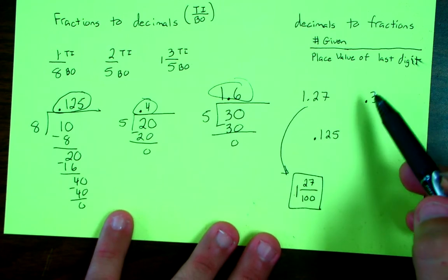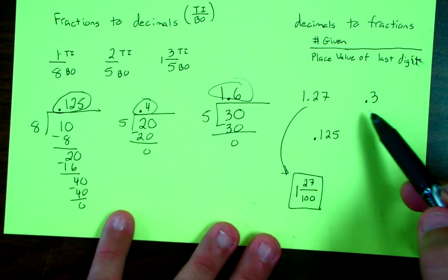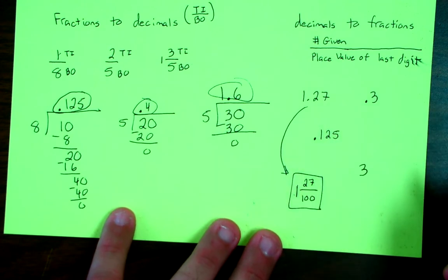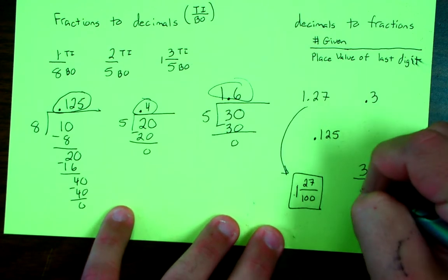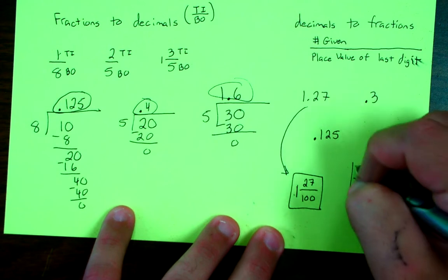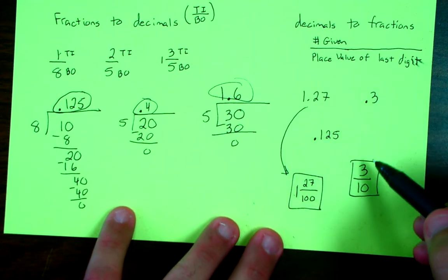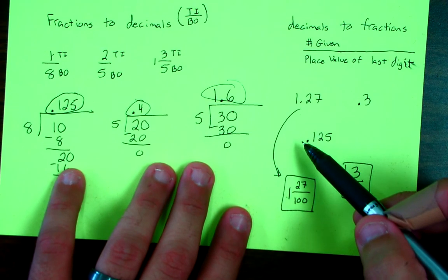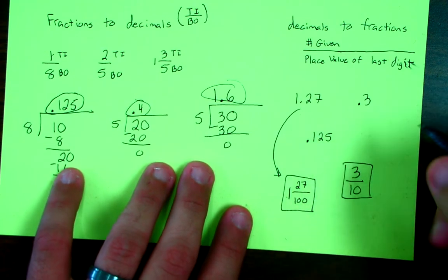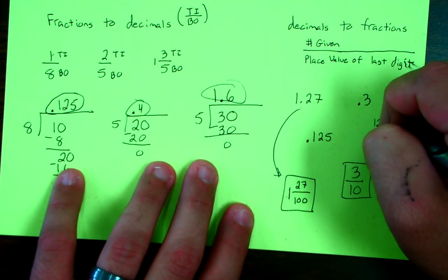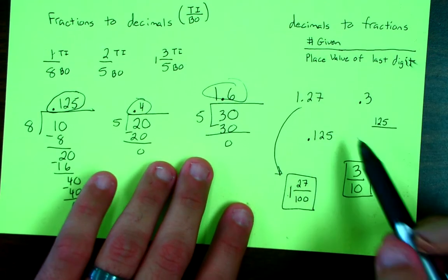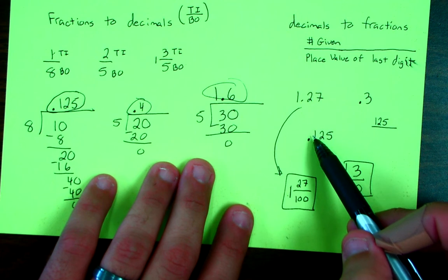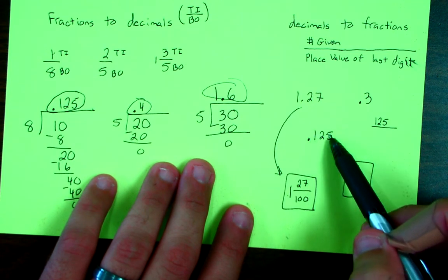Okay. Now notice there's no whole number here. So what number is given? 3. What place value is the 3 in? It's in the tenths. So 0.3 is the same as 3/10. Again, no whole number on this one, but what number is given? 125. What's the place value of the last digit, which is the 5? Tenths, hundredths, thousandths.